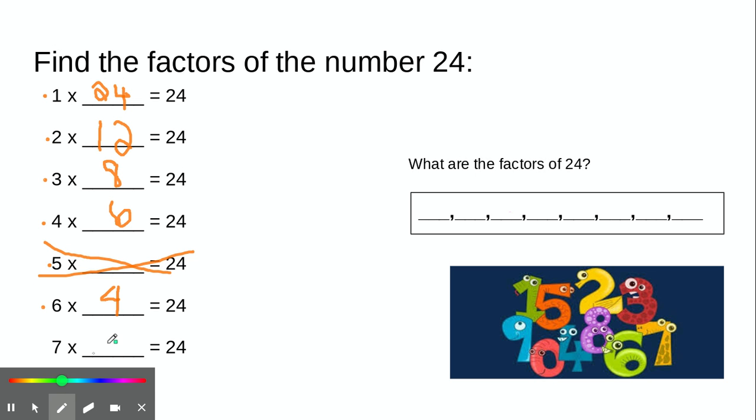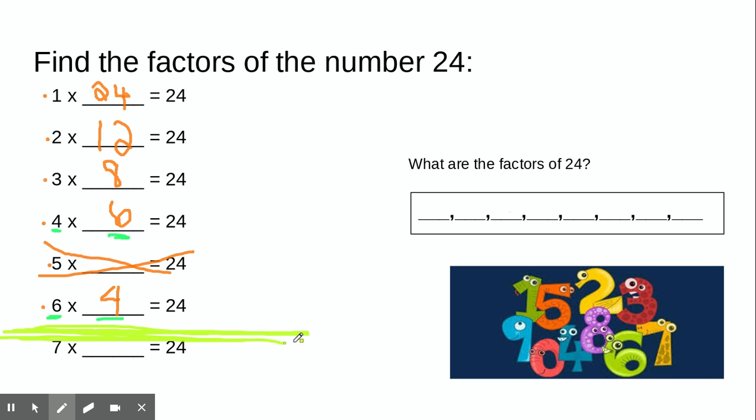I noticed something. We're starting to repeat our factors. I noticed that we have a 4 down here, but we already listed 4 as a factor up there. And same with 6. We already listed 6 as a factor up here too. So what do we do when we start repeating factors? Do we continue going on or do we stop? Yep, we're going to stop. As soon as we start repeating factors, we can stop. Since we repeated the 6 and the 4, we will stop right there.